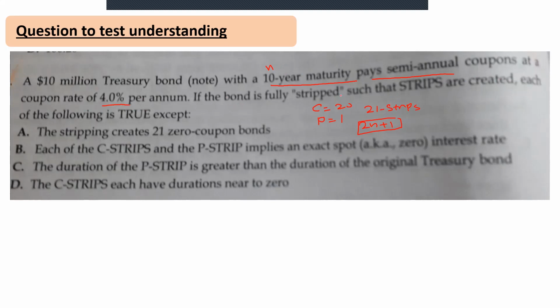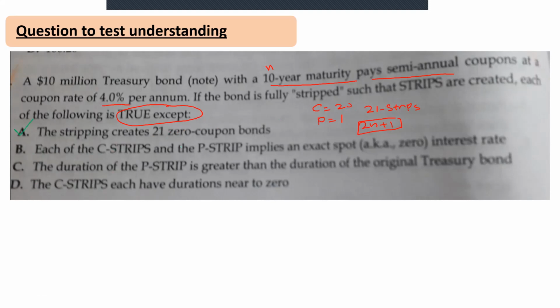If the bond is fully stripped such that strips are created, each of the following is true except, we have to find the false one. So just focus on this. Stripping creates 21 zero coupon bonds, as we saw, 20 coupon C strips and 1 P strip. So let me change the color. I'll highlight the correct options with green. So this one is also correct.